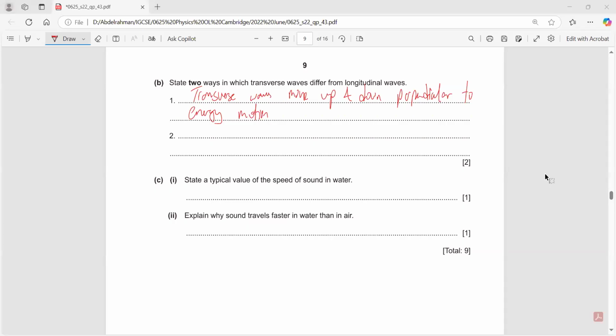What else? We can say that the longitudinal waves have compressions and rarefactions, or you can say that the transverse waves have crests and troughs. Okay, transverse waves have crests and troughs.